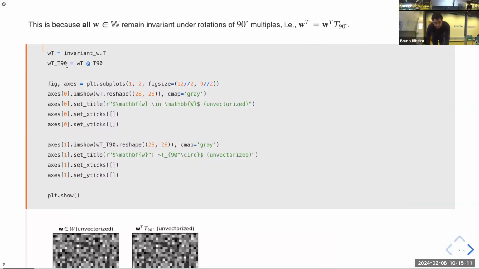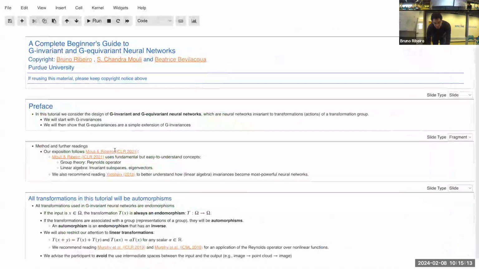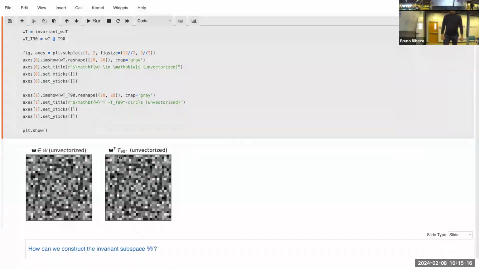Yeah, this is free. It's open source, so sometimes it doesn't work as well.